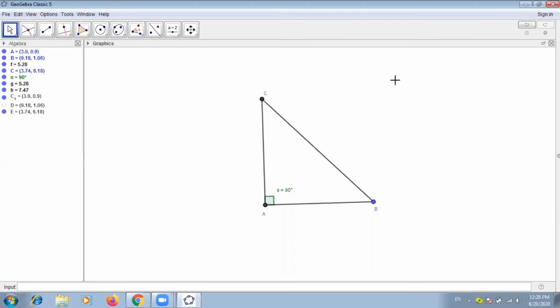Assalamualaikum students. Today we start our lecture with recalling our knowledge about right angle triangle. We all know that a right angle triangle is a triangle in which one of the angles is 90 degrees.